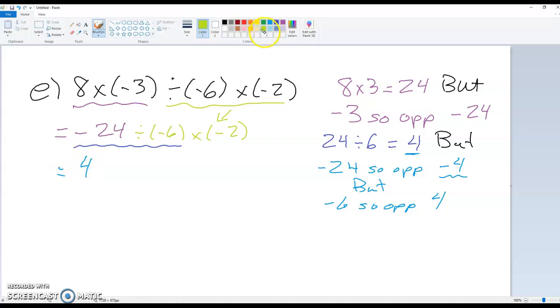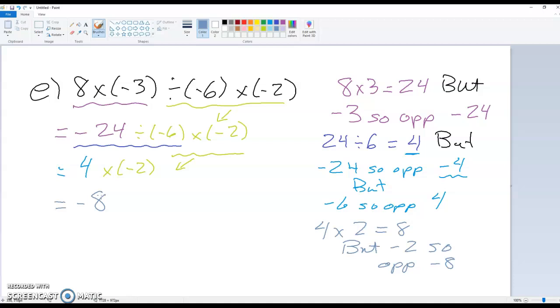And then once again, we are just going to bring down what we are missing, which is times by a negative 2. And we would do, let's just pick another color. 4 times 2 equals 8, but negative 2. So opposite would be a negative 8. So our final answer is negative 8.